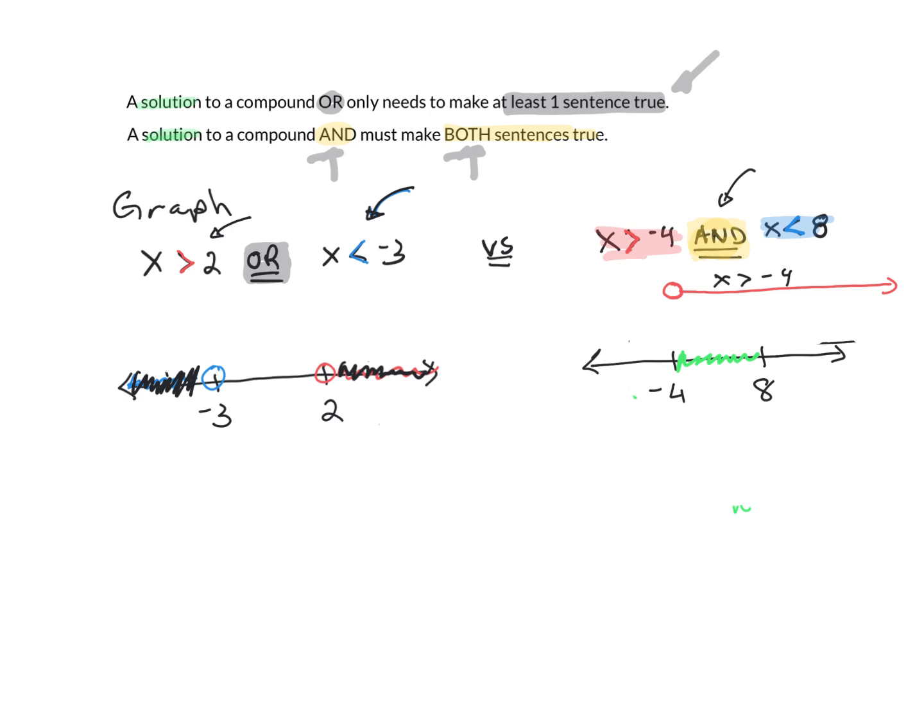And then don't forget that we have open circles. So you should have an open circle at the end and an open circle at the end. If those were equal to symbols underneath there, then those would have been solid. So let's try another one.